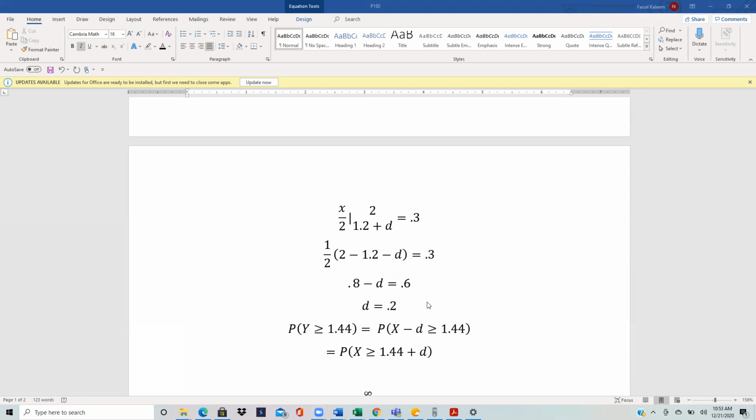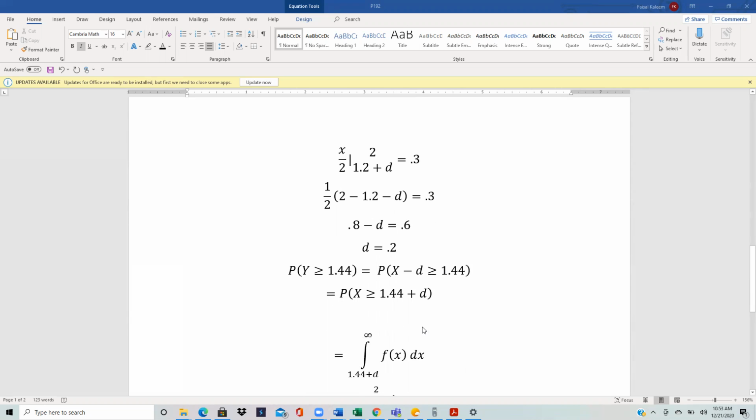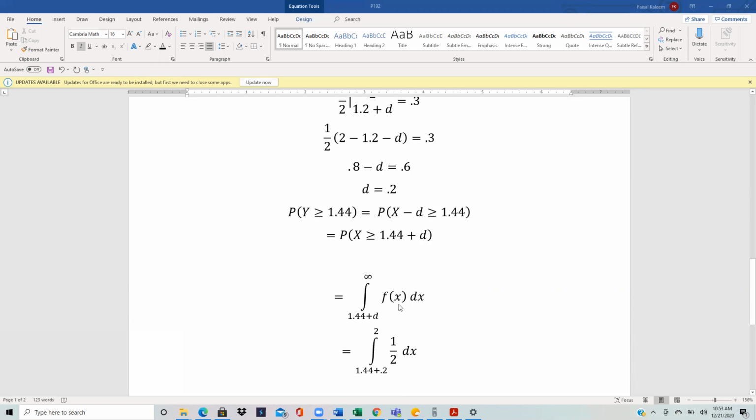Now we are asked the probability that the payout is at least 1.44. So that means the probability that y is greater than or equal to 1.44. As before, that means x minus d is greater than or equal to 1.44. You can substitute the d at any point, so I'm still carrying it over. x is greater than or equal to 1.44 plus d, which means the integral from 1.44 plus d to infinity of f of x.